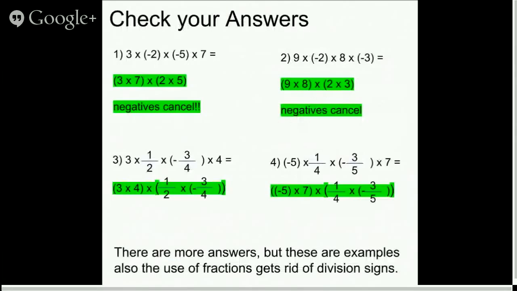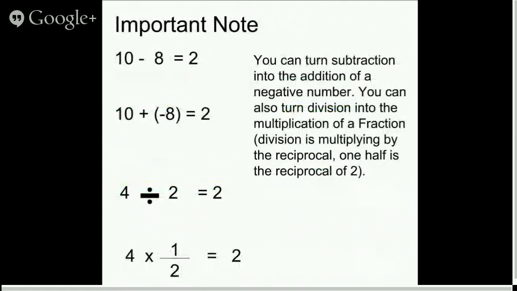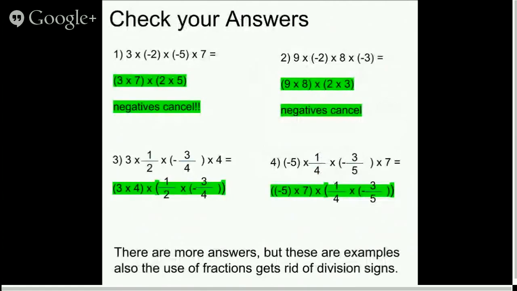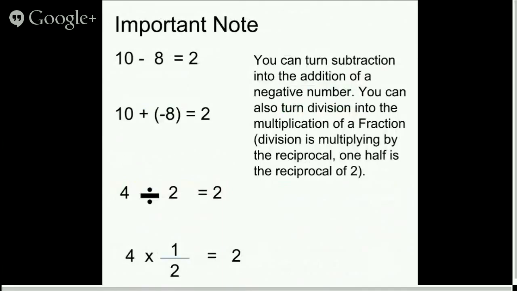Oh, and you can get rid of division signs by using the associative property. So you don't have to use division. Instead of using division, you could just multiply by a fraction. And it's the same thing. 4 times a half is 2, just like 4 divided by 2 is 2. And this is because division is multiplying by the reciprocal. 1/2 is the same as the reciprocal of 2.